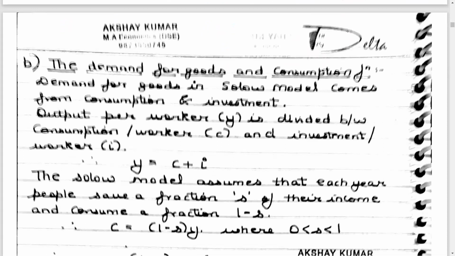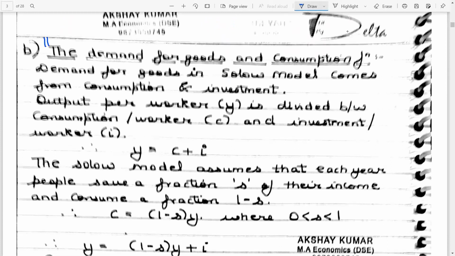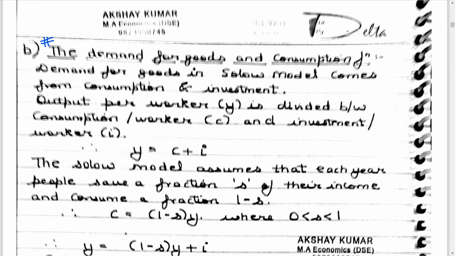Okay, now guys, we have talked about the supply side, we have talked about the production function. Now let's talk about the demand side: demand for goods and the consumption function. In the solow economy, when we talk of demand for goods, it comes from two sources: demand by the households, which we call consumption, and demand by the firms, which we call investment.